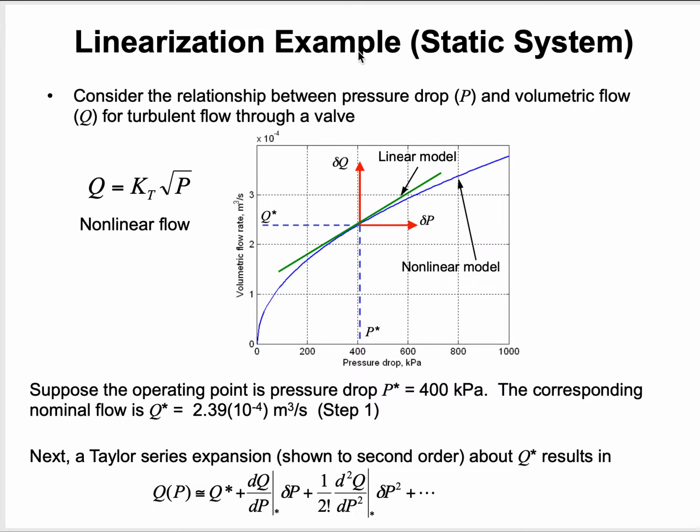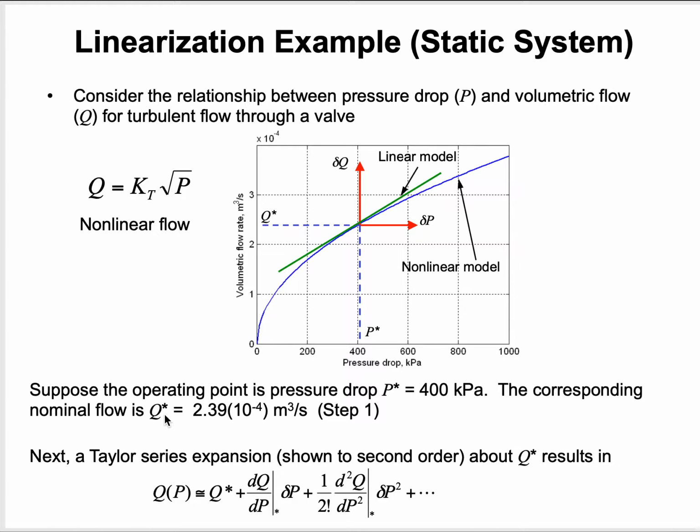We're now discussing the linearization of our static system, which is a nonlinear flow equation like the one given. We will try to linearize it around the operating point P star, Q star. Our linear model is actually a line which is tangent at the operating point. We are trying to find the equation of that line. This is linearization. So this is our pressure drop at our nominal operating point.